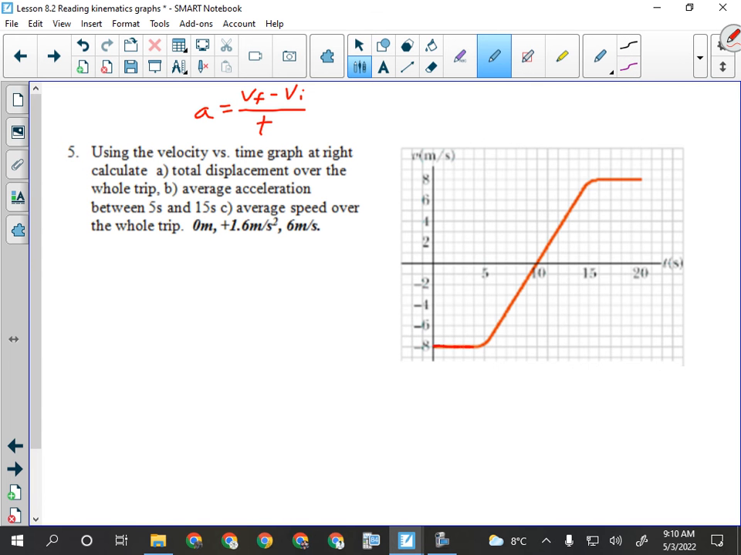So in the first part of this graph, right here, the flat parts, this part right here, what's the object doing? Traveling at a constant velocity.